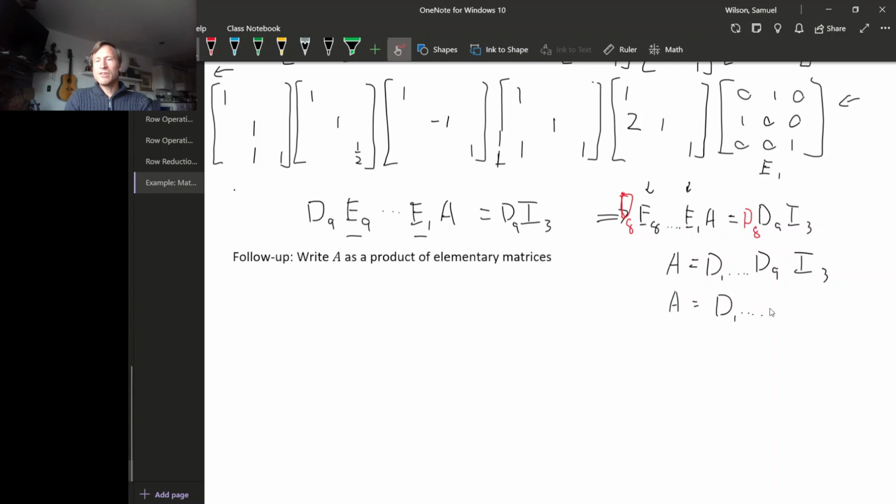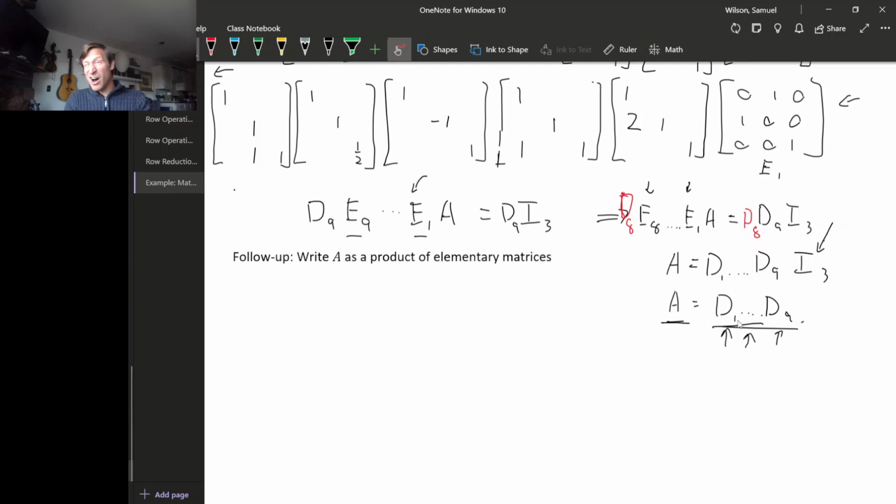So what this will do for us is it will display A as a product of elementary matrices. This identity here is playing the role of the reduced row echelon form. So what we're doing here is explicitly writing A as its reduced row echelon form times a bunch of elementary matrices. So let's go ahead and do that. All we need to do is figure out what matrix it is that undoes each of these row operation matrices, these elementary matrices that we started with, and then put them in this order.